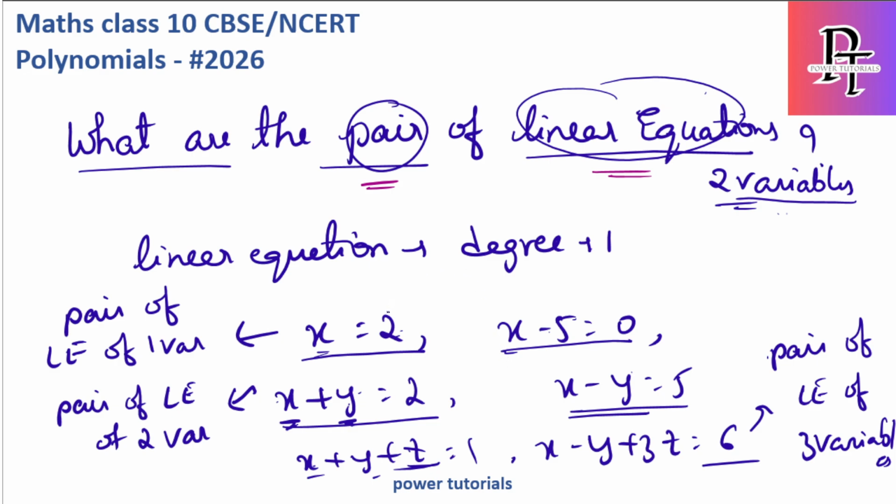If it is linear of only one variable, one equation is enough to get the solution. Whereas for three variables, you should have three equations to solve it. Okay, I hope you understood the definition of a pair of linear equations of two variables.